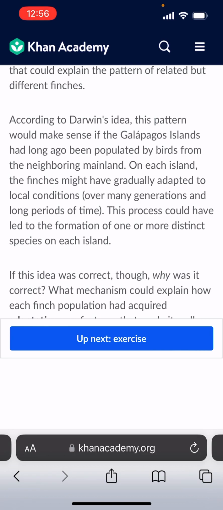According to Darwin's idea, this pattern would make sense if the Galapagos Islands had long ago been populated by birds from the neighboring mainland. On each island, the finches might have gradually adapted to local conditions over many generations and long periods of time. This process could have led to the formation of one or more distinct species on each island.